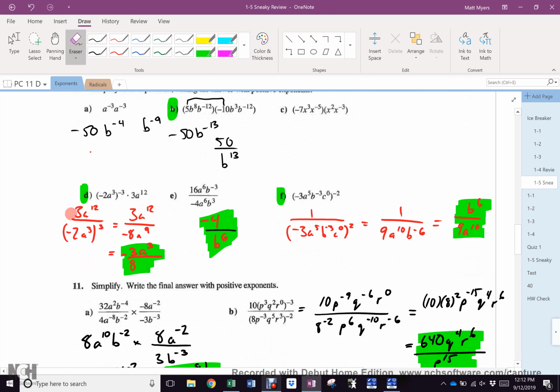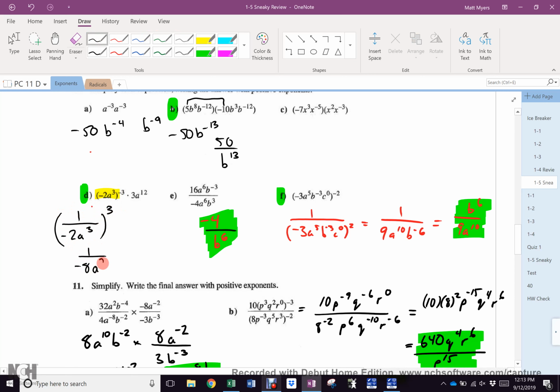D. Decide where you're going to clean it up. I would clean that up. There's more than one way to do it. I, personally, as soon as I see that negative 3, I know that this is now 1 over negative 2a cubed, all cubed. The 3 goes everywhere, so I have 1 over negative 8a to the 9th. Everyone is good there, yes? And then I've got 3a to the 12th, so that goes up top times 1, it's just 3a to the 12th. 12, 9 of them cancel, leaving me with 3. So I have 3a cubed over 8, and the whole thing has to be negative because of that.